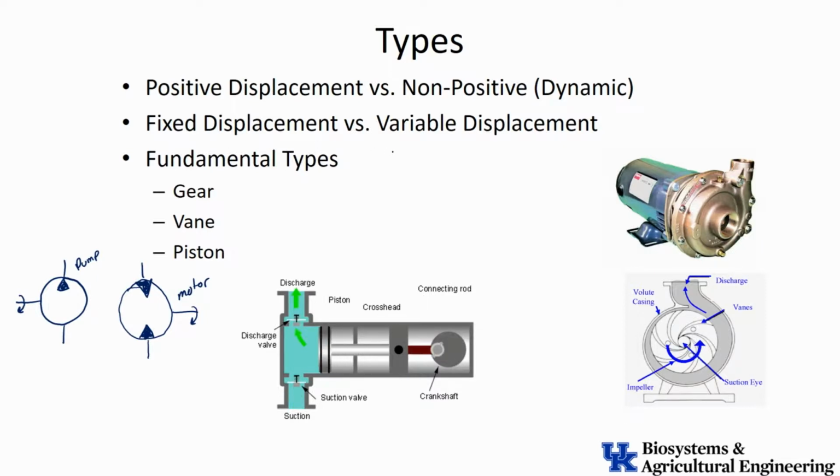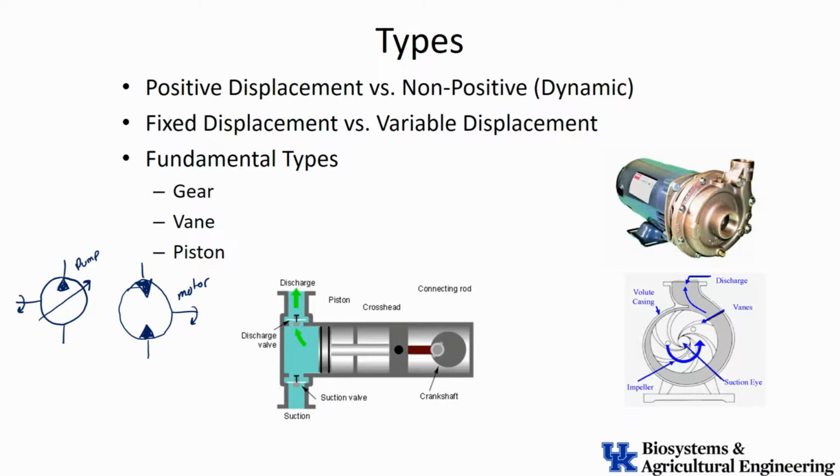Now, we also talked up here about the fixed displacement versus a variable displacement motor. One of the things we'll learn with JIC symbols is that if I put a diagonal arrow across a symbol, that generally indicates that that is a variable whatever. So in this particular case, this is a variable displacement pump. So I can change the size of the pump.